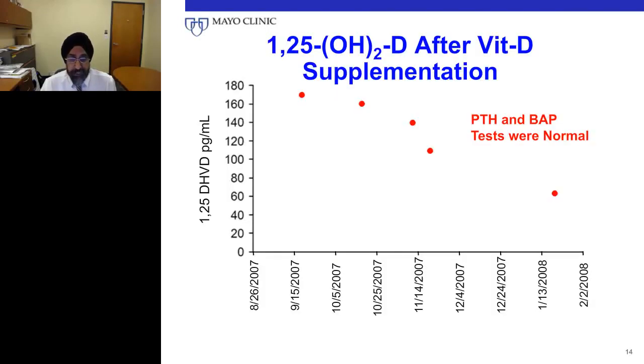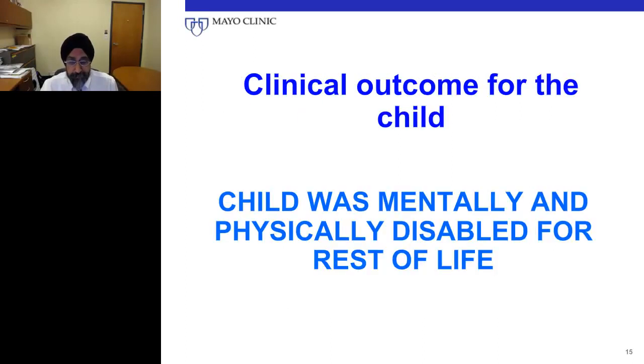When this child had a low 25-hydroxy vitamin D, the 1,25-dihydroxy vitamin D levels in this child were high, but when the calcium got normalized, the 25-hydroxy got normalized, the 1,25 also decreased and came into the normal range, and so did PTH and bone alkaline phosphatase. Unfortunately, because of the premature delivery of this child and other neurological disability, the child did not have a good outcome.